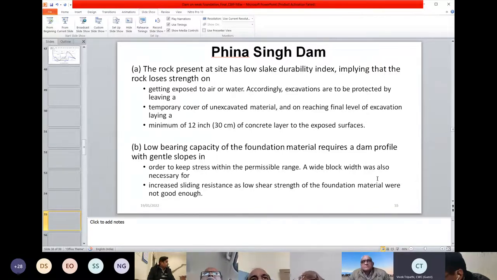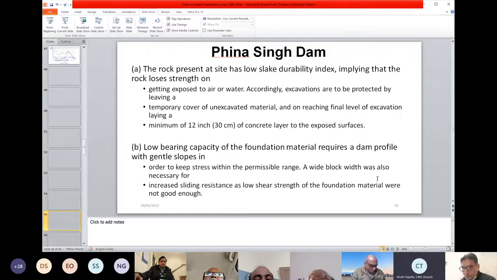It deteriorates when getting exposed to air or water. Accordingly, excavations are to be protected by leaving a temporary cover on unexcavated material, and on reaching the final level of the excavation, laying a minimum of 30 centimeter concrete layer over the exposed surface. Otherwise, it is friable, so it gets shattered. So we cover it with concrete during the excavation.